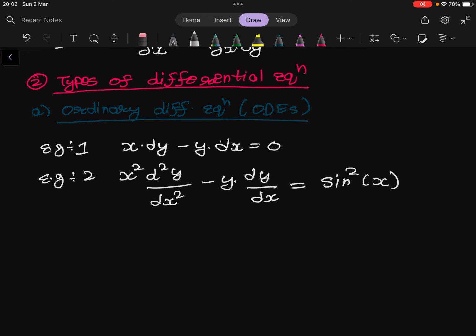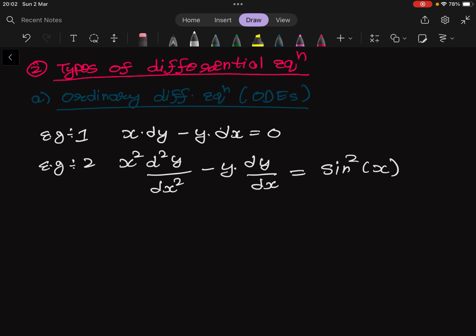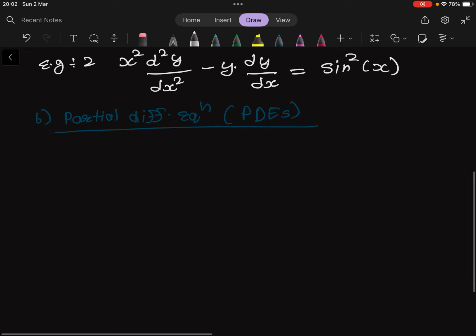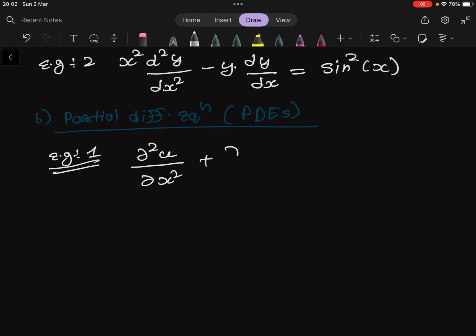Now the other type of differential equation is the partial differential equation. Let me write it: partial differential equation, or PDEs. Let me give you some examples. For example 1, we can write dou square u by dou x square plus dou square u by dou y square equal to 0.